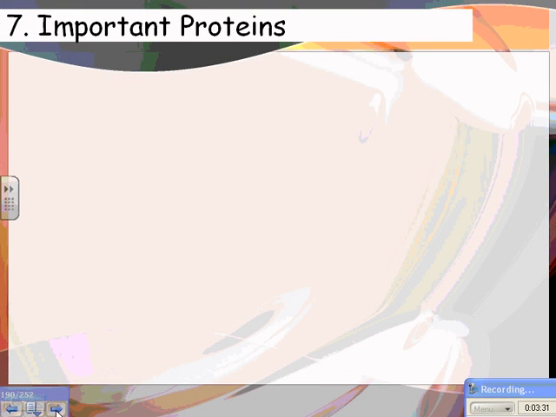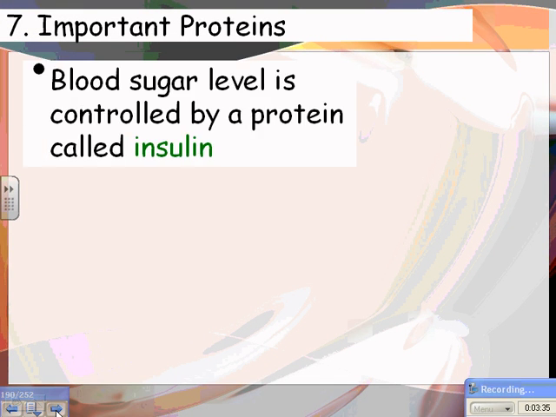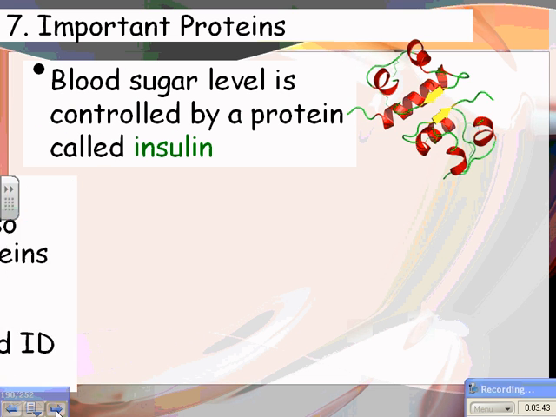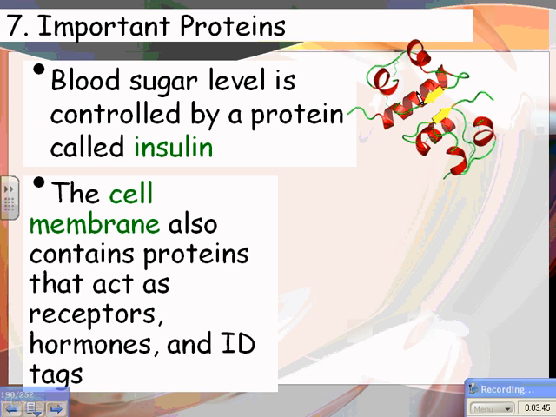Okay, important proteins. So we're going to go over a few specific proteins that are important. Blood sugar level is controlled by the protein insulin, and you'll hear that a lot. I use it as an example a lot in class, so this is one example you should probably know. And that's what it looks like when it's all folded the right way.